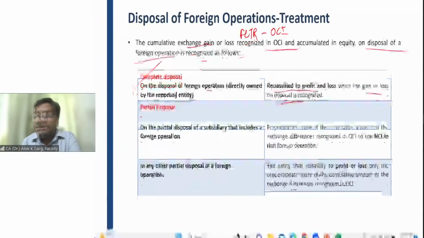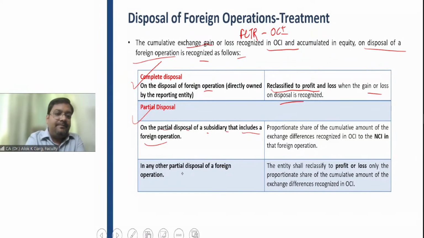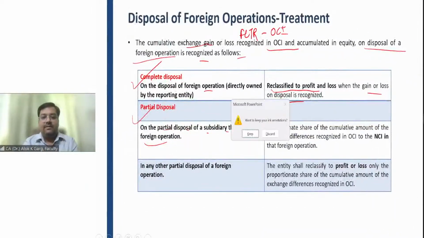Sir, what happens in case of a partial disposal? On the partial disposal of a subsidiary that includes a foreign operation, the proportionate share of the cumulative amount of the exchange differences recognized in OCI is attributed to the NCI in that foreign operation. Sir, ये क्या था? So complete disposal means losing the control. Partial disposal means not losing the control. For example, I am talking about this case.